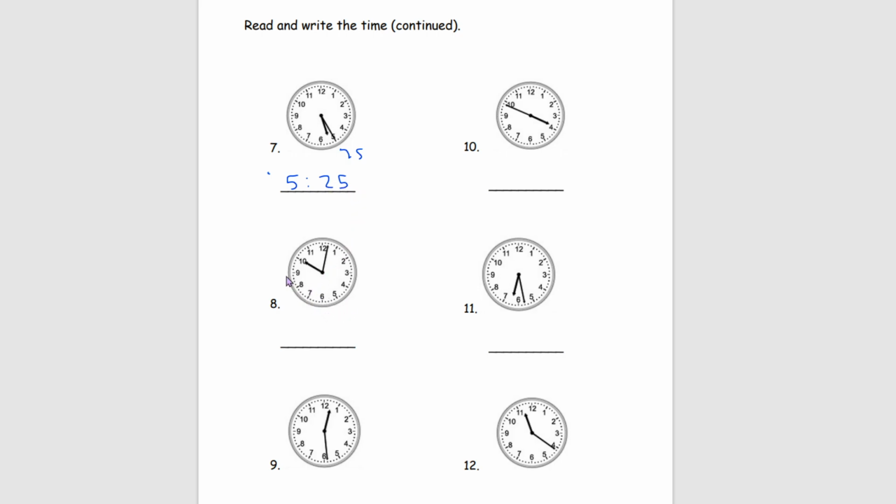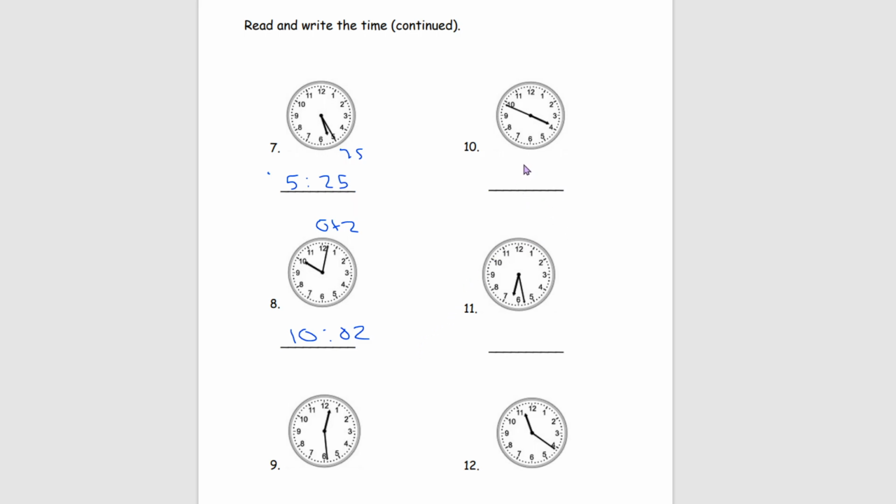For number 8, here we see that the hours hand is directly on 10, so that tells us that our hours is at 10 o'clock. And to find the minutes, we see that it's 2 after 12, and 12 always means 0, so 0 plus 2 is just 2. So our answer for 8 is 10:02.